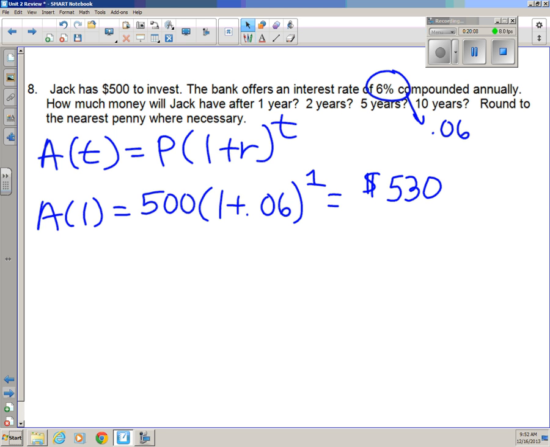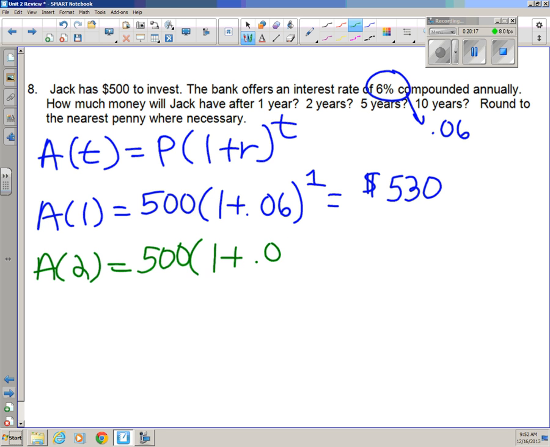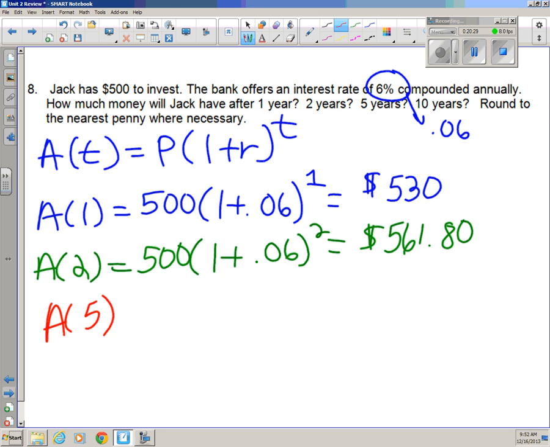When we go for the second year, after 2 years, we still have the $500 times 1 plus 0.06 to the power of 2. This one comes out to be $561.80. If we go for 5 years, we've got 500 times 1 plus 0.06 to the 5. This comes out to be $669.12.